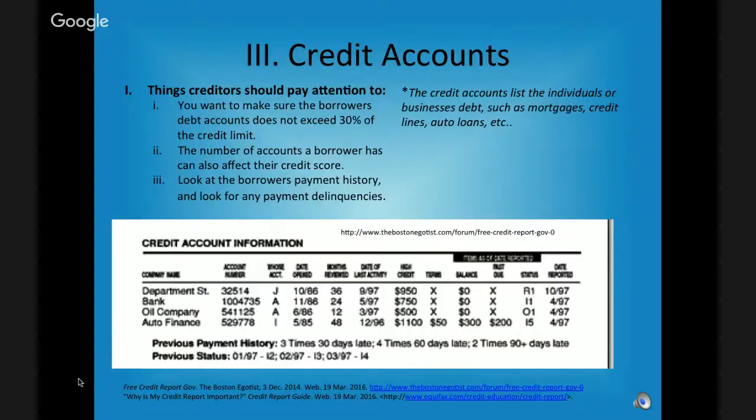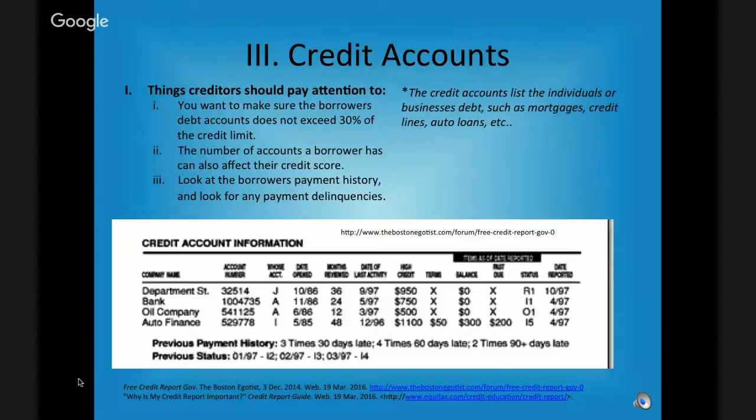Credit accounts. Things creditors should pay attention to. First, you want to make sure that the borrower's debt accounts do not exceed 30% of the credit limit per account. Second, the number of accounts a borrower has can affect their credit score. Third, look at the borrower's payment history and look for any payments that are non-paying or past due.